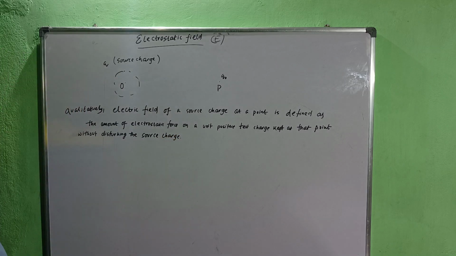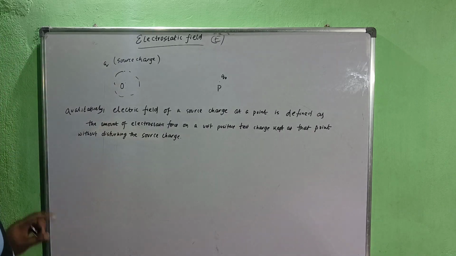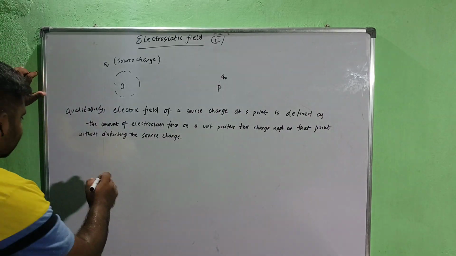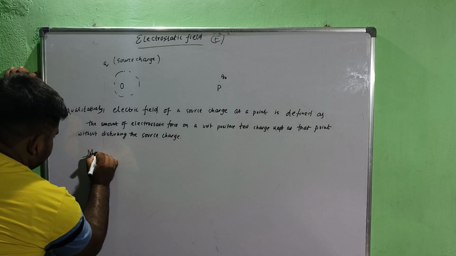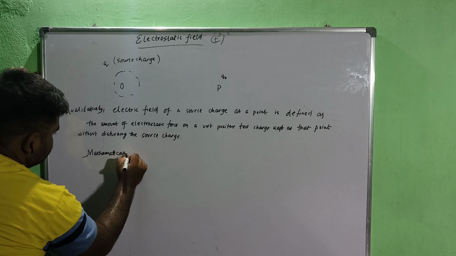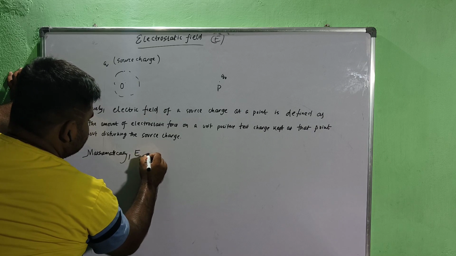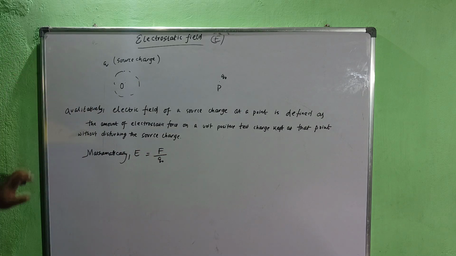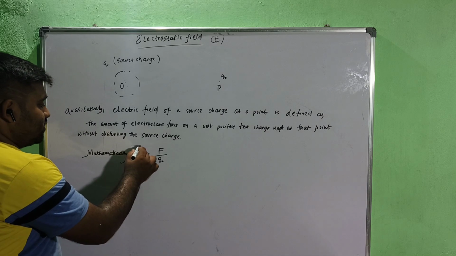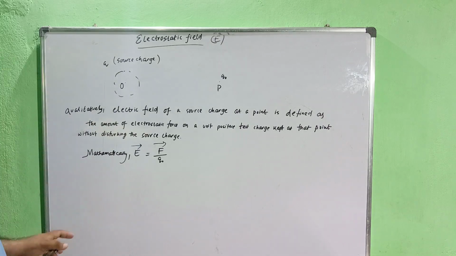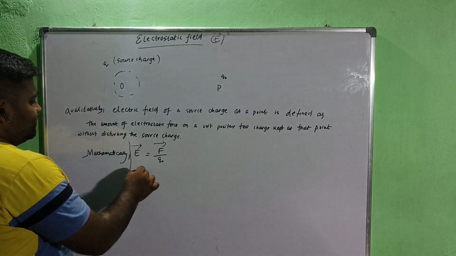So I assume that you understand the concept of electric field. So it was the qualitative definition. Let us now come to the mathematical definition. Mathematically, we can write E equal to F by Q naught, force per unit positive charge. E is a vector quantity, F is also a vector quantity. So this is the mathematical definition of electric field.